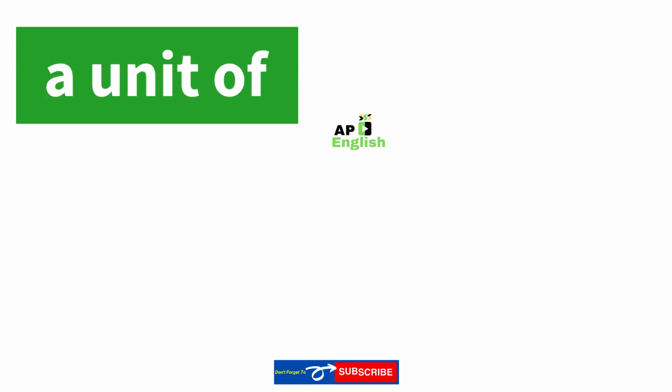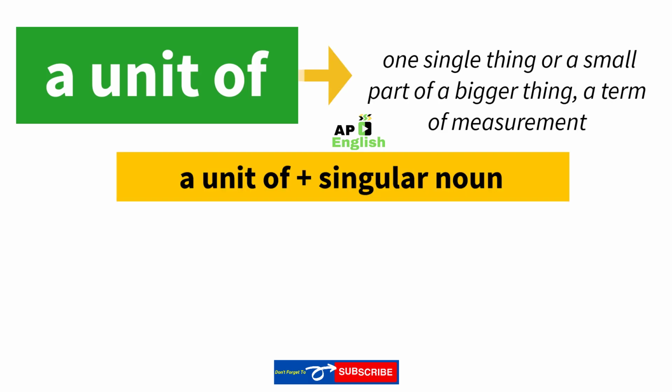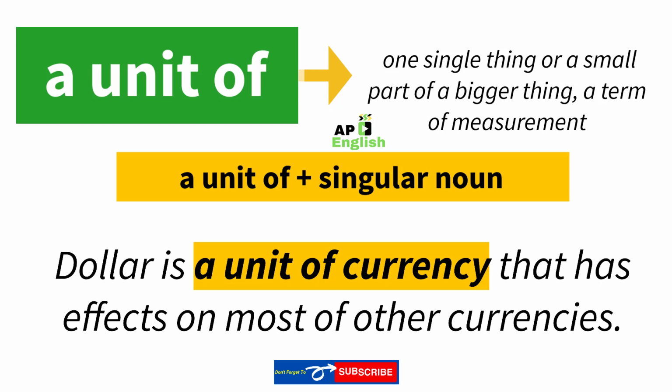A unit of. One single thing or a small part of a bigger thing, a term of measurement. Example, dollar is a unit of currency that has effects on most of other currencies.